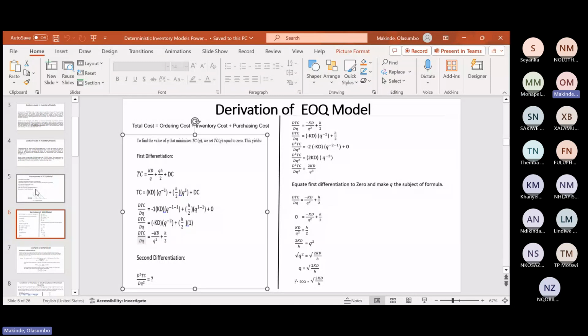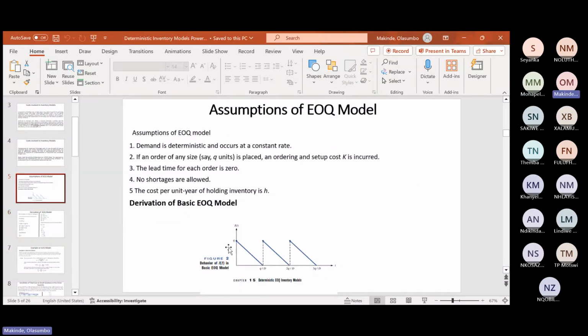If you go back here, you remember we said this is the way EOQ behaves based on its assumptions. When you place an order of Q, you are starting with 0. You get Q, then you consume that Q over time. It will be reducing until you get 0. And since lead time is 0, you can consume up to 0, so that when your inventory is finished, you can receive the new order immediately. That's why the lead time for each order is 0. Then it shoots up again to Q. You consume it again and buy again in that order.